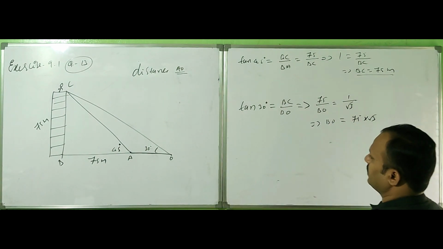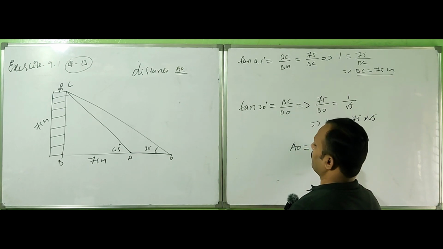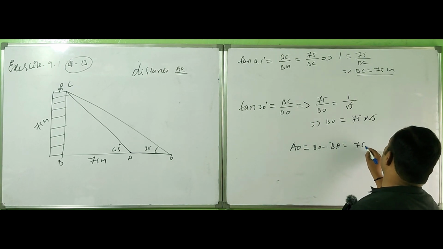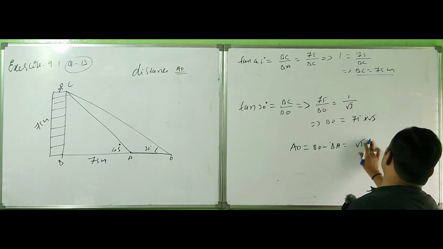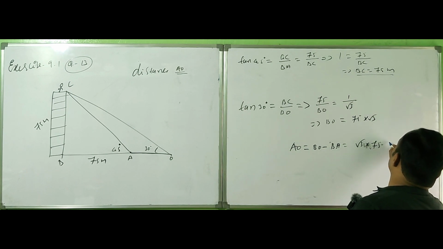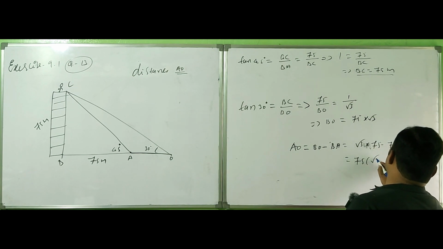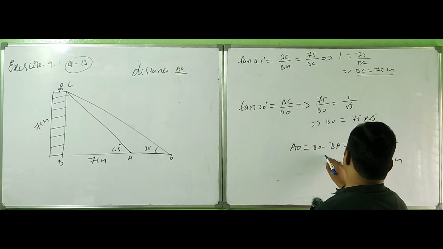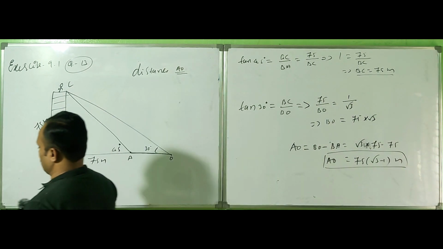BO, what do we want? We want AO. So now AO is equal to BO minus BA. What is BO? 75 into root 3 minus 75, which is 75 into root 3 minus 1 meters. The answer is AO, the distance between the ships is 75 into root 3 minus 1 meters.